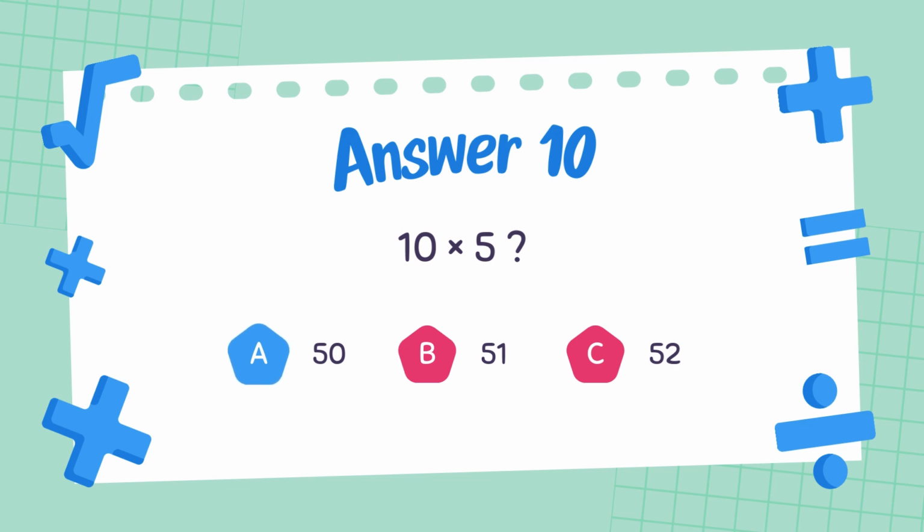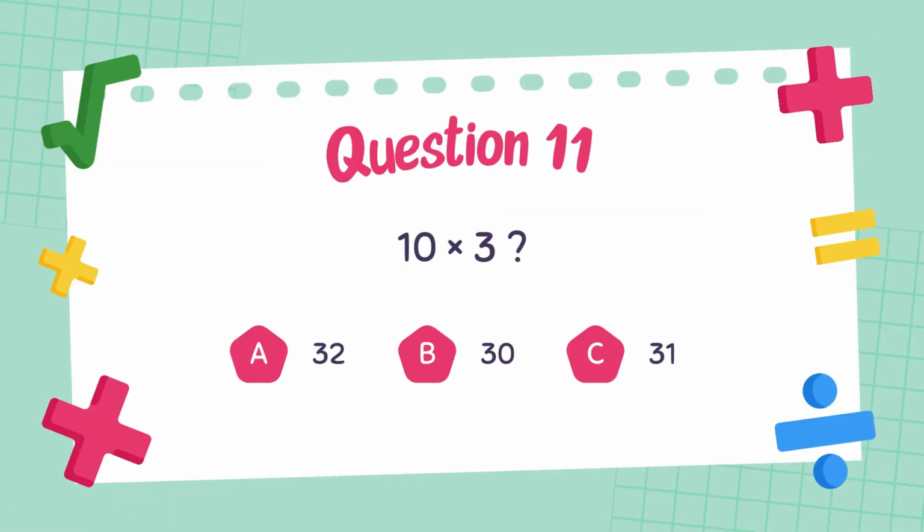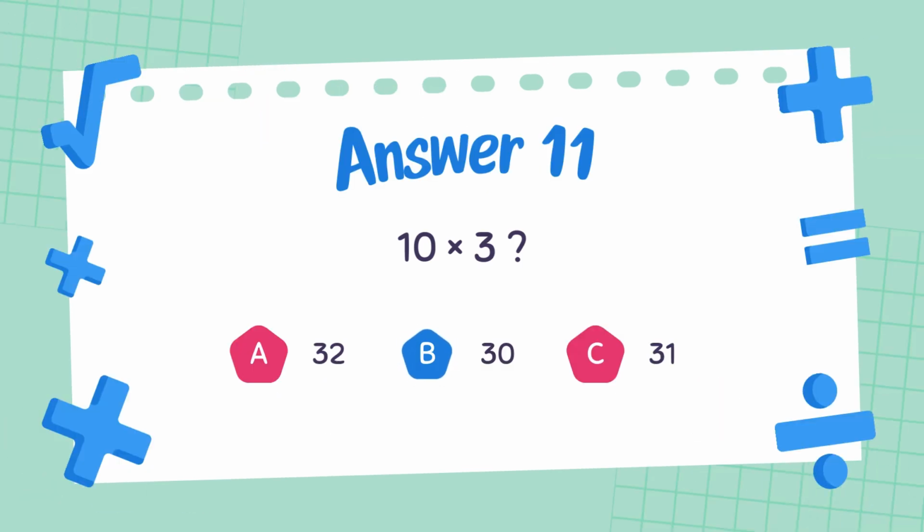You're on fire. Question 11. What is 10 times 3? Is it A, 32, B, 30, or C, 31? The answer is B, 30.